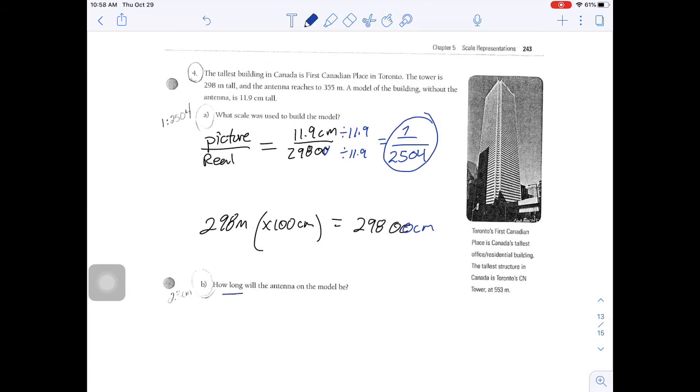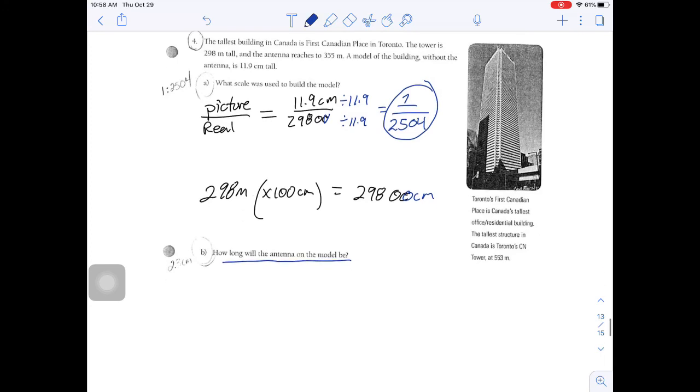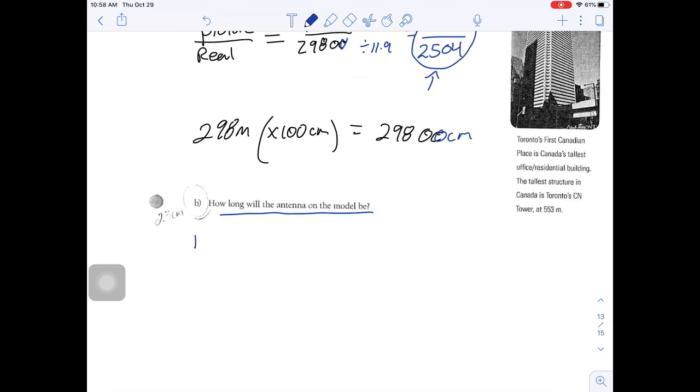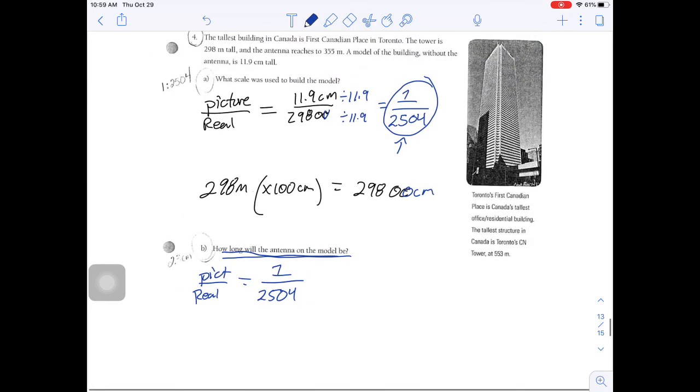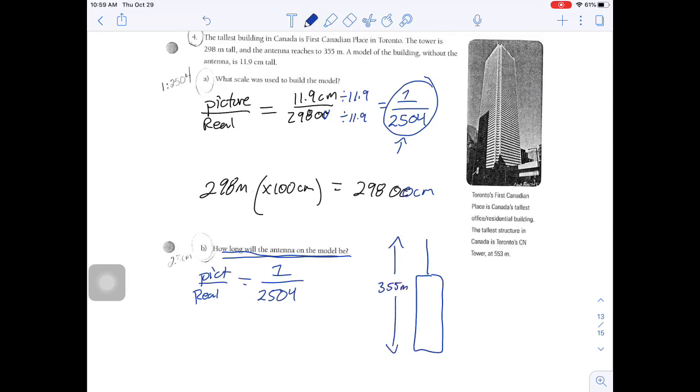Now it says, how long will the antenna on the model be? Okay, so far we have this scale factor where we have picture over real, and here we have 1 over 2,504. It wants us to know how long the antenna will be. Well, here we have a few things going on. Let's make a really bad looking drawing. And our question tells us that the antenna reaches to 355 meters. So all the way up here is 355. The building itself is only 298 meters. Okay, and that's found here.